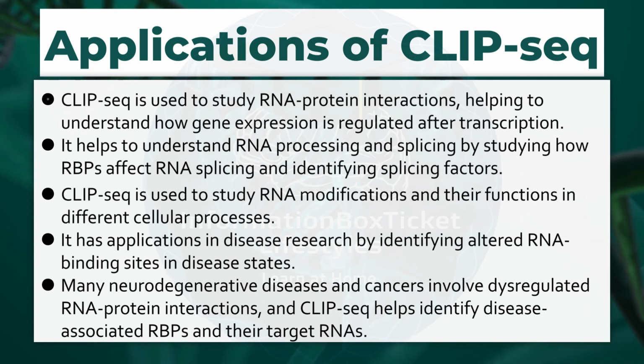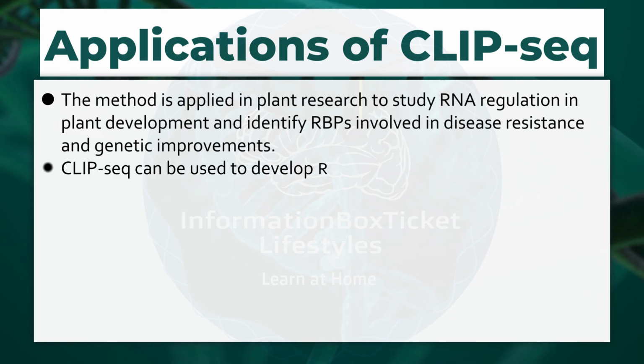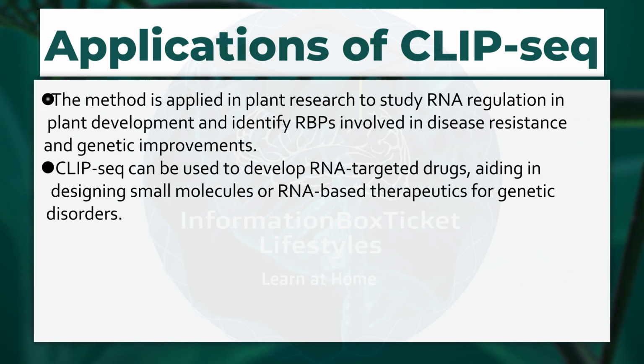The method is applied in plant research to study RNA regulation in plant development and identify RNA-binding proteins involved in disease resistance and genetic improvements. Crosslinking and immunoprecipitation sequencing can be used to develop RNA-targeted drugs, aiding in designing small molecules or RNA-based therapeutics for genetic disorders.